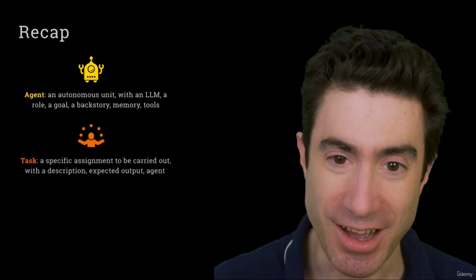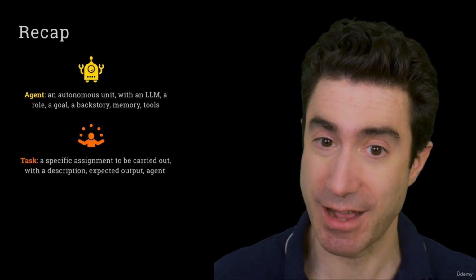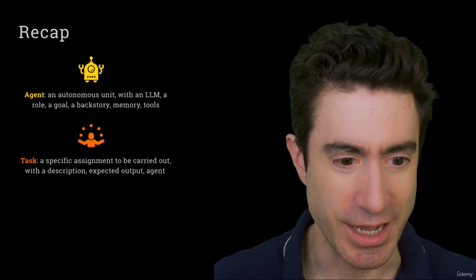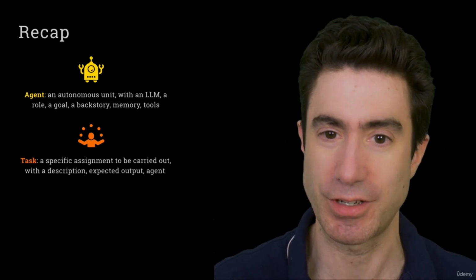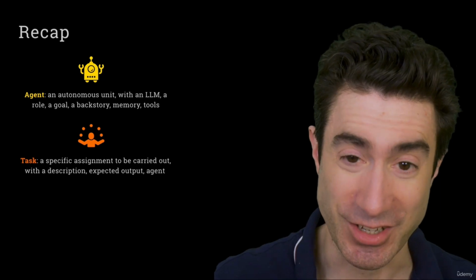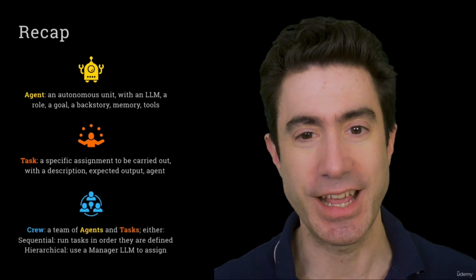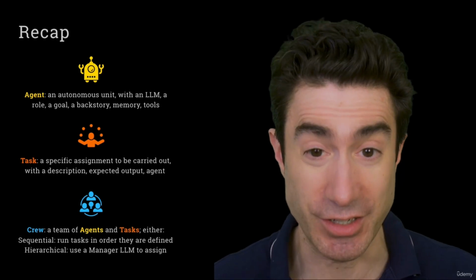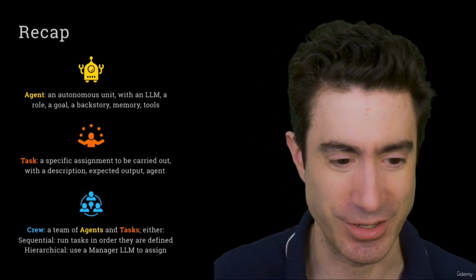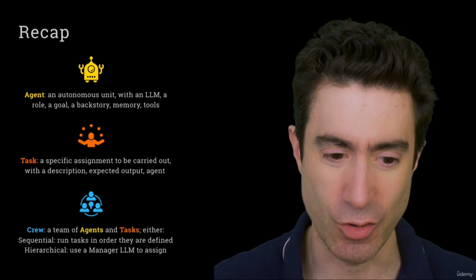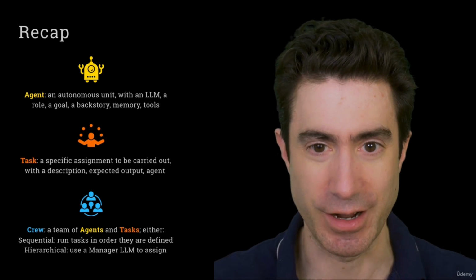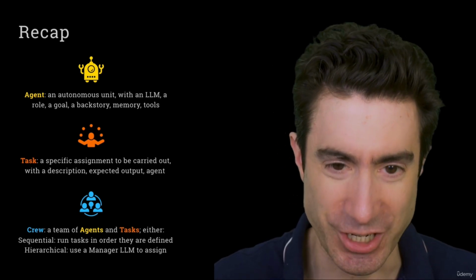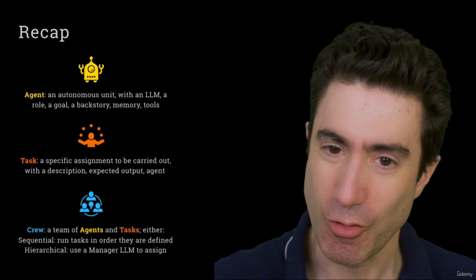And then a task. This is the concept which doesn't have an analog in OpenAI Agents SDK. A task is an assignment to be carried out with a description, expected output, perhaps an output file, and it's assigned to an agent. And then a crew, which is a team of agents and tasks together assigned to those agents, and they can run sequentially or hierarchically, in which case you'd have to assign a manager LLM to figure out which task is assigned to which agent. So that's the overall structure of Crew, which now should be pretty familiar to you.